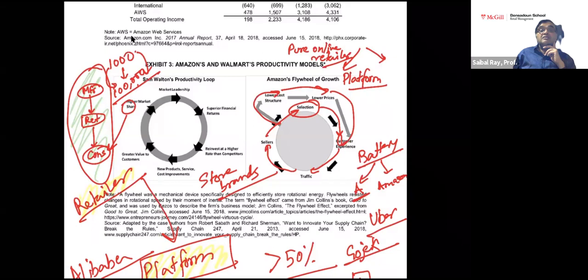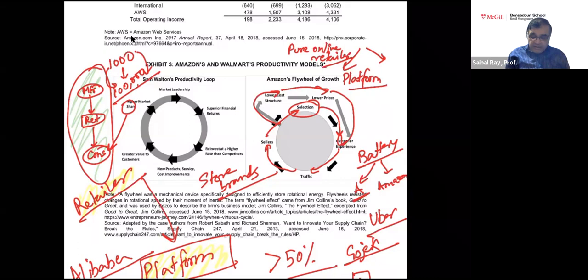I have a question, sir. Which part of the case tells us the transition from retailer to platform provider? The part where it tells what percentage of the items is from third-party sellers. The more the third-party sellers, that means Amazon is working as a platform connecting the third-party sellers to the customers.